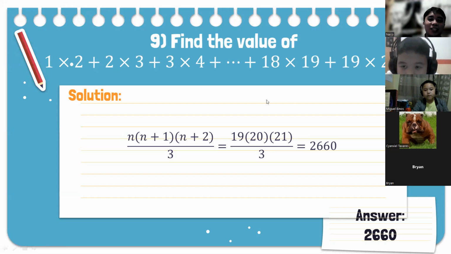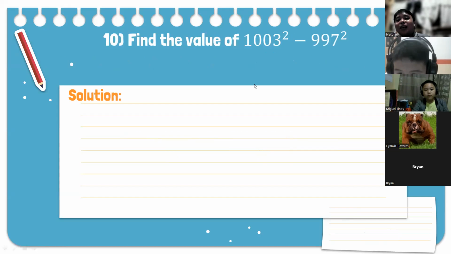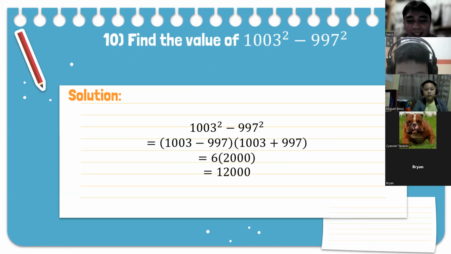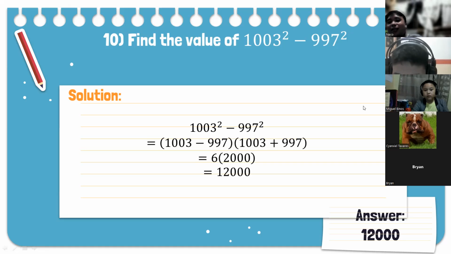Next, number 10. Difference of two squares, right? So this is like 2,000 times 6. Yeah, 2,000 times 6, and you get 12,000, right? Difference of two squares. So you did it manually? Yeah, you can do it manually, of course. Just be careful with the parentheses, okay? You should do the exponent first and later on you can subtract. That's it. About 12,000.